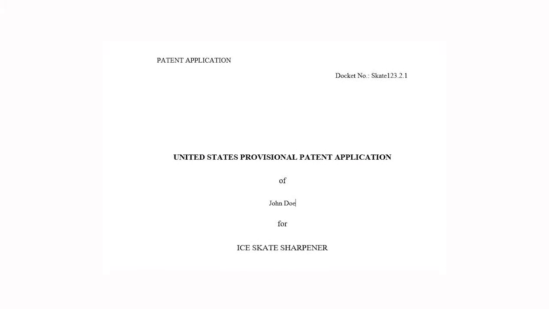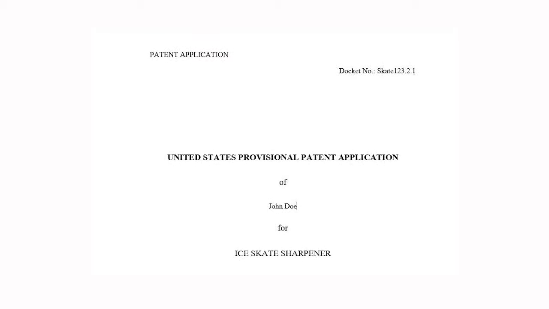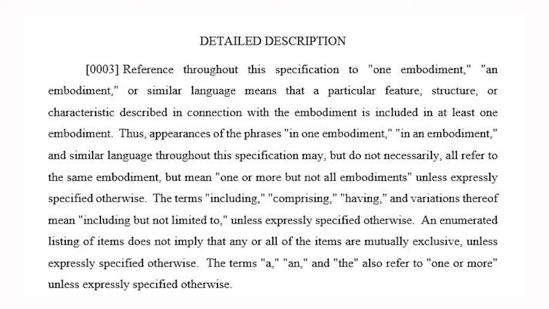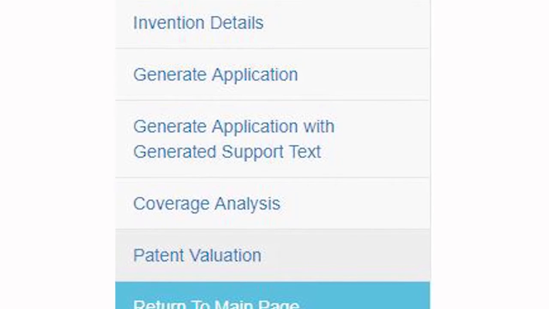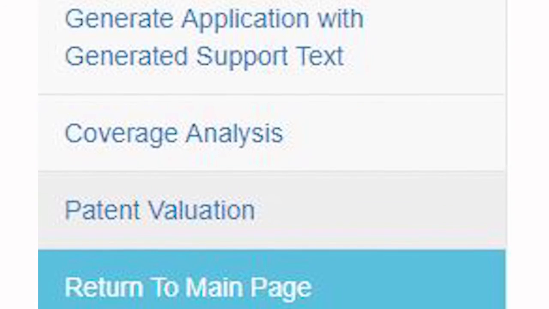Add any details you may have forgotten or make any needed corrections to the application and cover sheet. The best place to add details is in the detailed description. After you have added the steps or components for your invention, you can analyze the coverage of the application by selecting the Coverage Analysis option. It will return suggestions based on what you have disclosed. This option may not be available for all accounts.